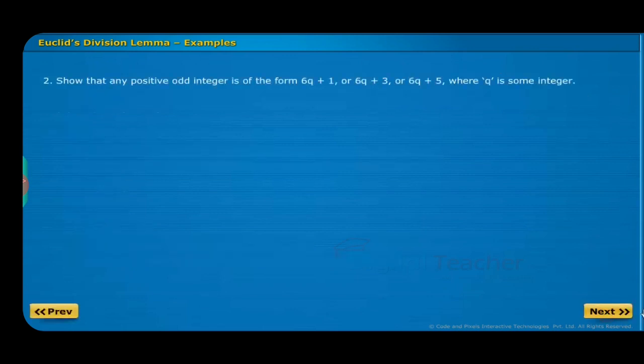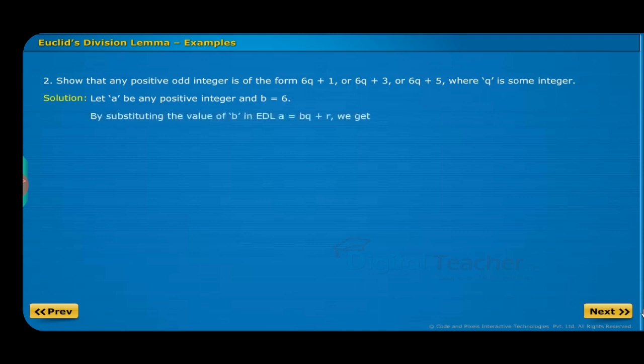2. Show that any positive odd integer is of the form 6q plus 1 or 6q plus 3 or 6q plus 5, where q is some integer. Solution. Let a be any positive integer and b equal to 6. By substituting the value of b in EDL a equal to bq plus r, we get a equal to 6q plus r, where 0 is less than or equal to r less than 6.